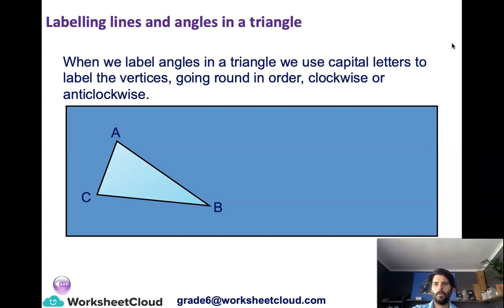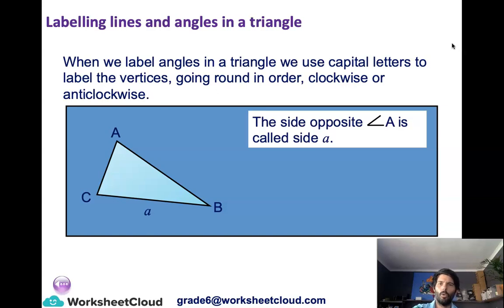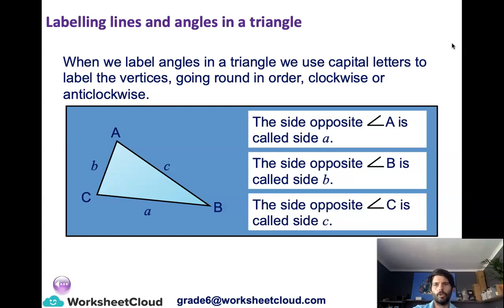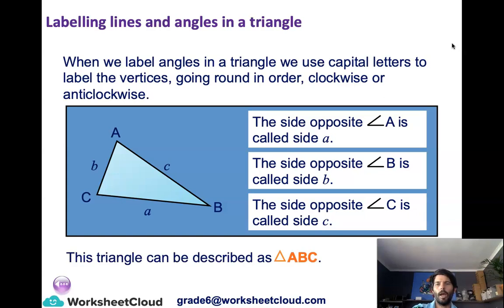And then to label the sides of the triangle, we can use smaller letters. Okay, now the smaller a is always opposite the big A. So the side BC, which is labeled a, is opposite angle A. And you'll see the side AC, which is labeled small b, is opposite the capital B. And the same goes for side AB, which is opposite the capital C, that is labeled with a small c. Okay, that diagram probably makes a lot more sense than a verbal explanation. The triangle is called triangle ABC.